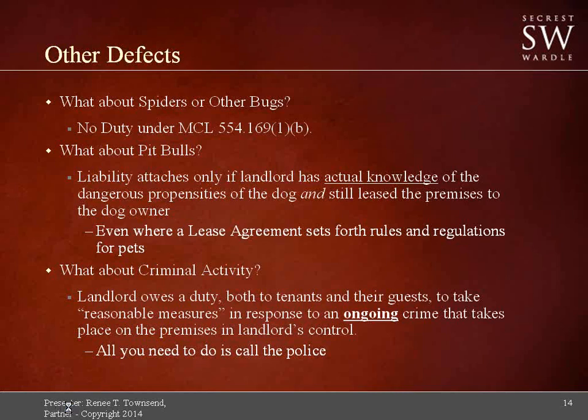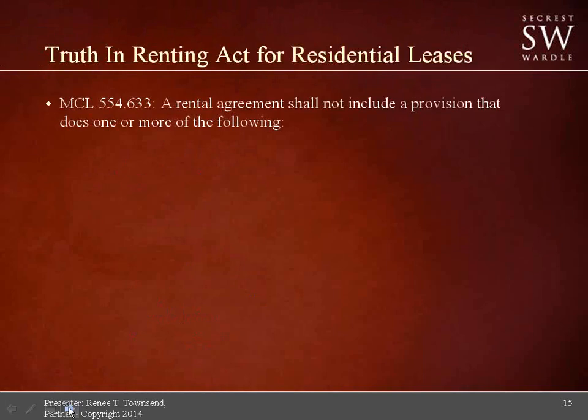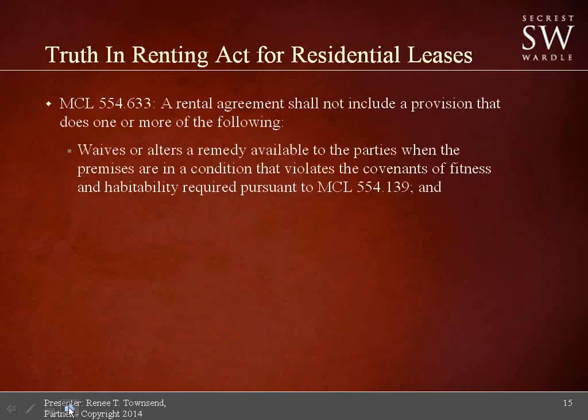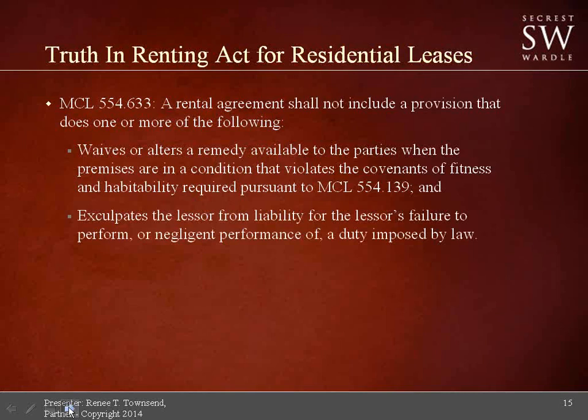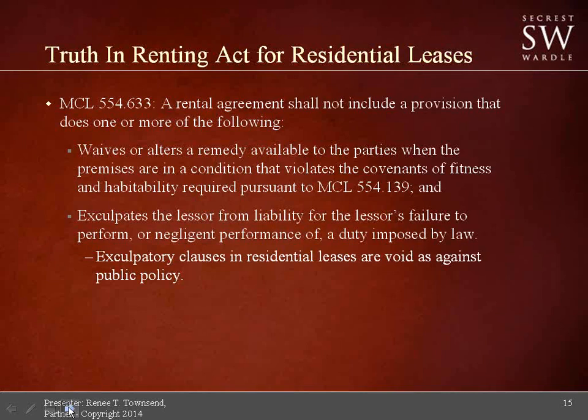A final couple of quick notes before we wrap up. MCL 554.633, commonly known as the Truth in Renting Act, states that, quote, a rental agreement shall not include a provision that does one or more of the following: waives or alters a remedy available to the parties when the premises are in a condition that violates the covenants of fitness and habitability required pursuant to MCL 554.139, and exculpates the lessor from liability for the lessor's failure to perform or negligent performance of a duty imposed by law. As such, exculpatory clauses in residential leases have been held to be void as against public policy.